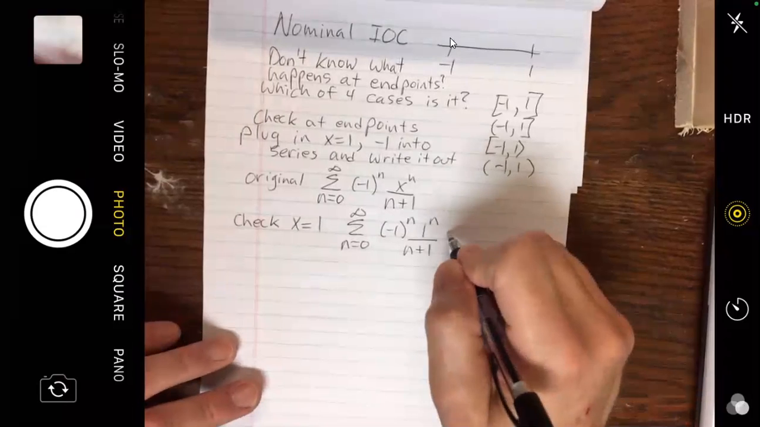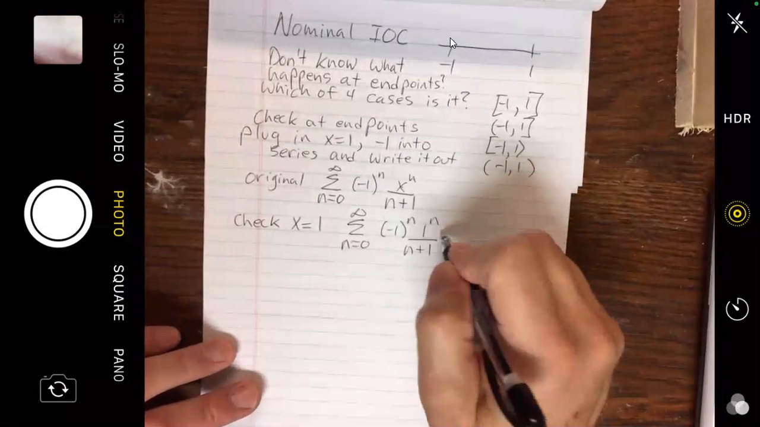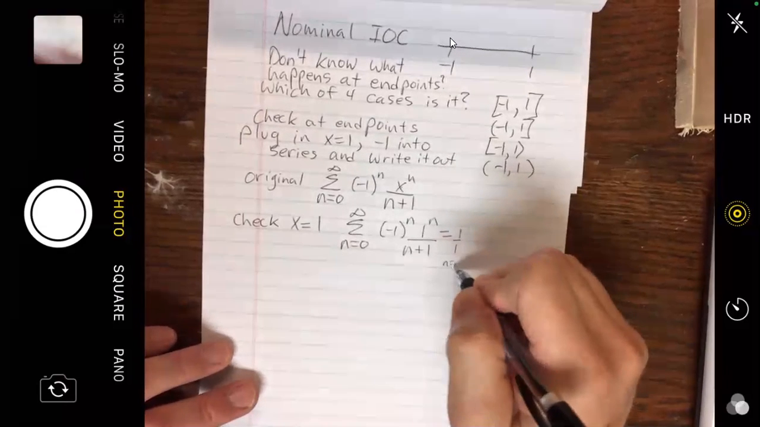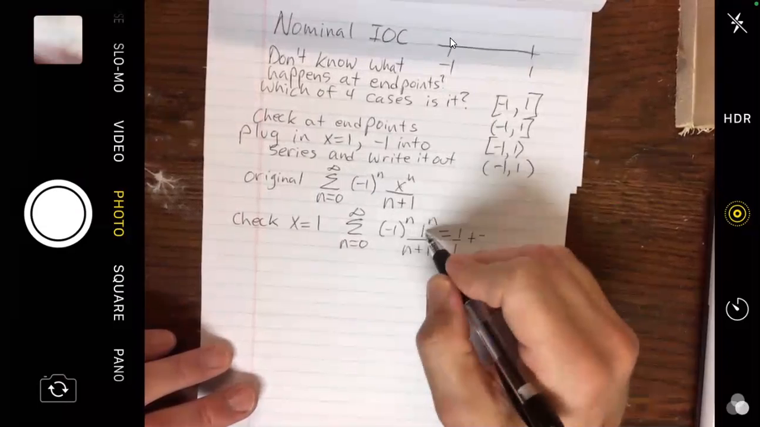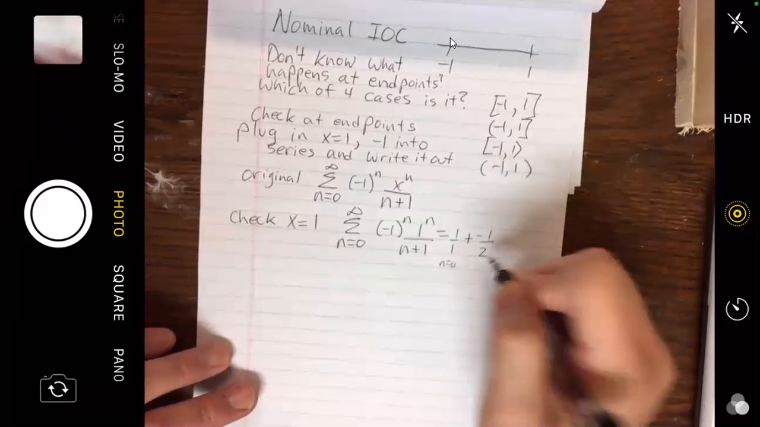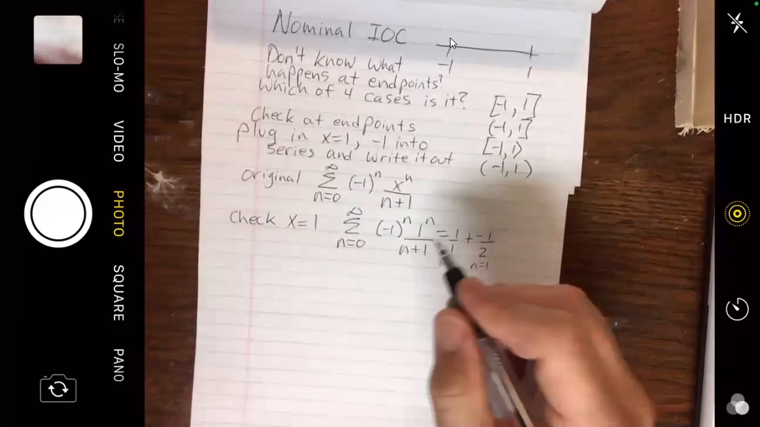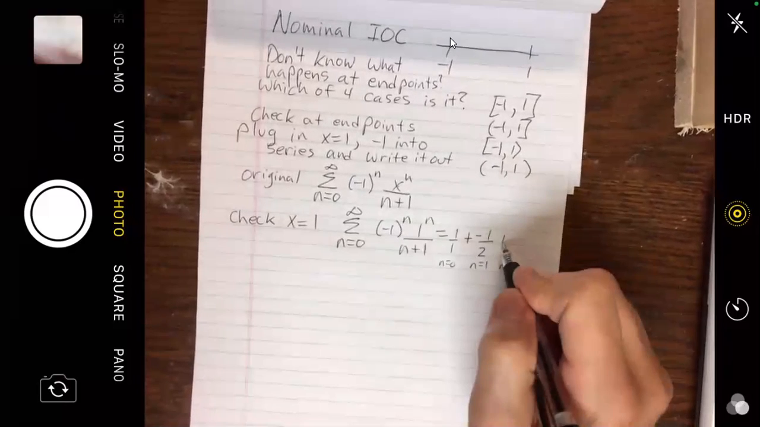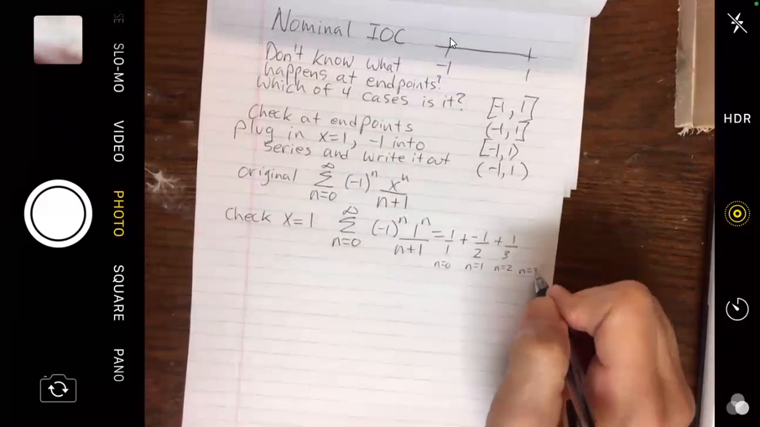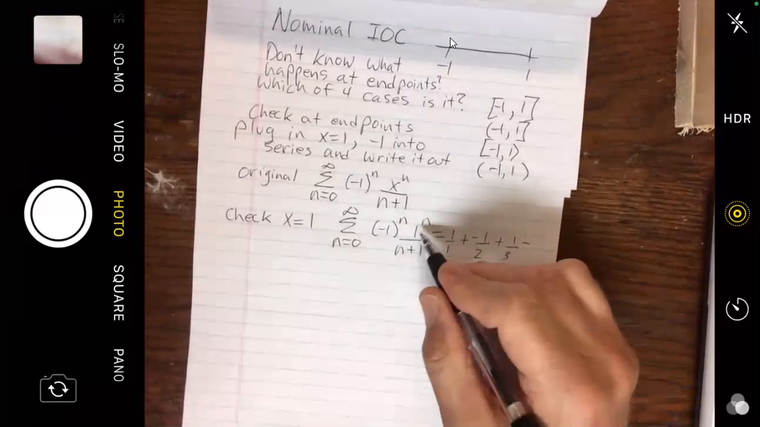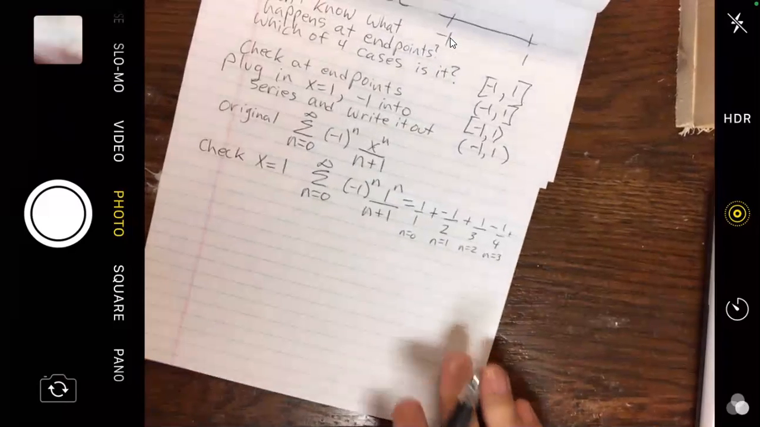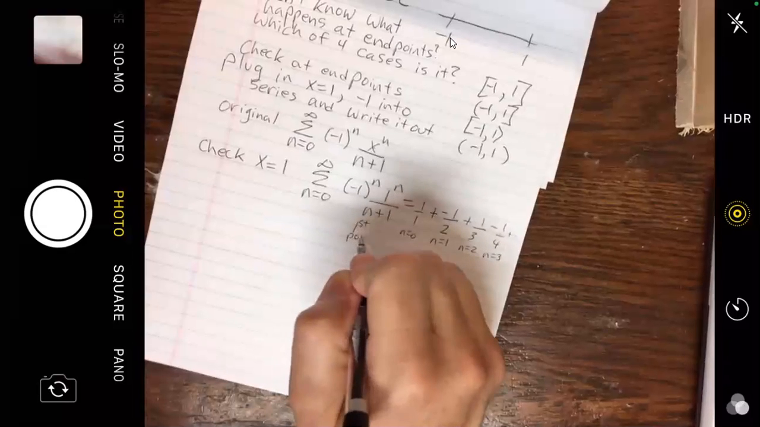If written out, see, I subbed in x is 1. If n is 0, you get a positive 1 over 1. Then if n is 1, you get a negative 1 over 2. n equals 2, positive 1 over 3. I'll write out one more: n equals 3, negative 1 over 4. That should be enough to show you. You see the first power? First power. This is harmonic.